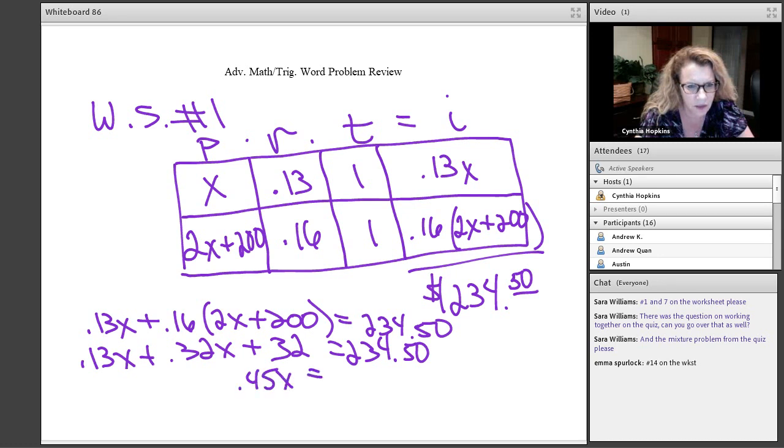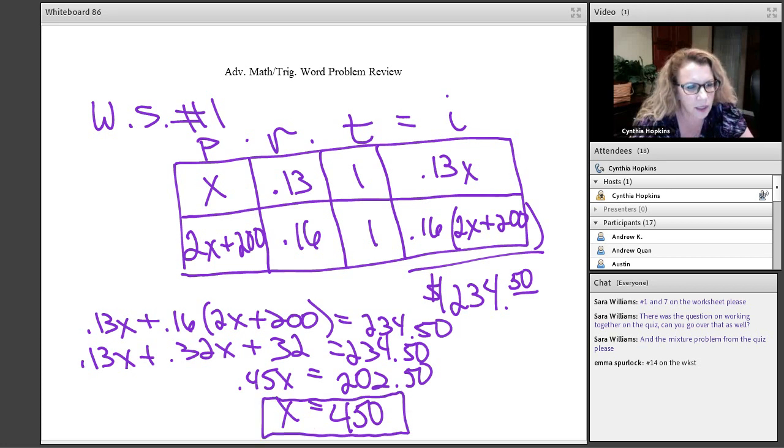All right, my 0.13 plus my 0.32 is 0.45, so I have 0.45x equals 202.50. And then when I divide that, 202.5 divided by 0.45, I get 450. So not only did my chart help get me organized, it also allowed me to find my equation without really having to think about anything.